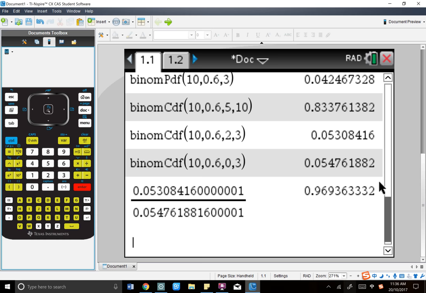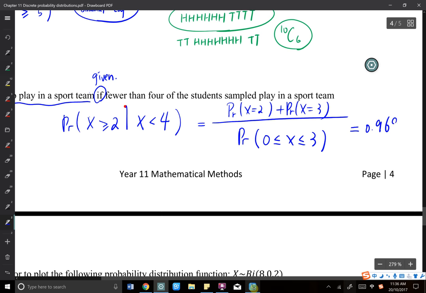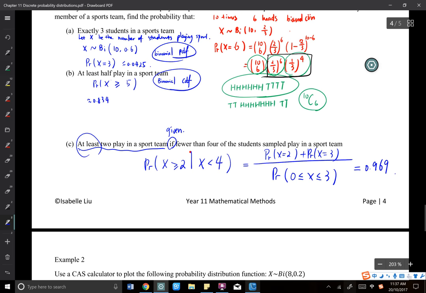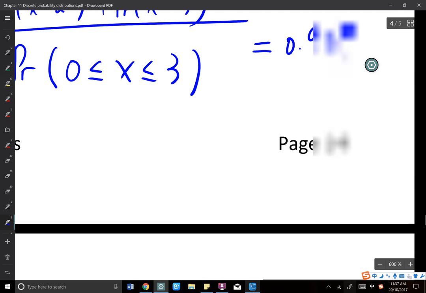You have 0.969. Okay, that's the probability that there will be two or three in the team, given that there are less than four in the team. Okay, that's how you do a binomial distribution question, and how you use calculators to do this question.